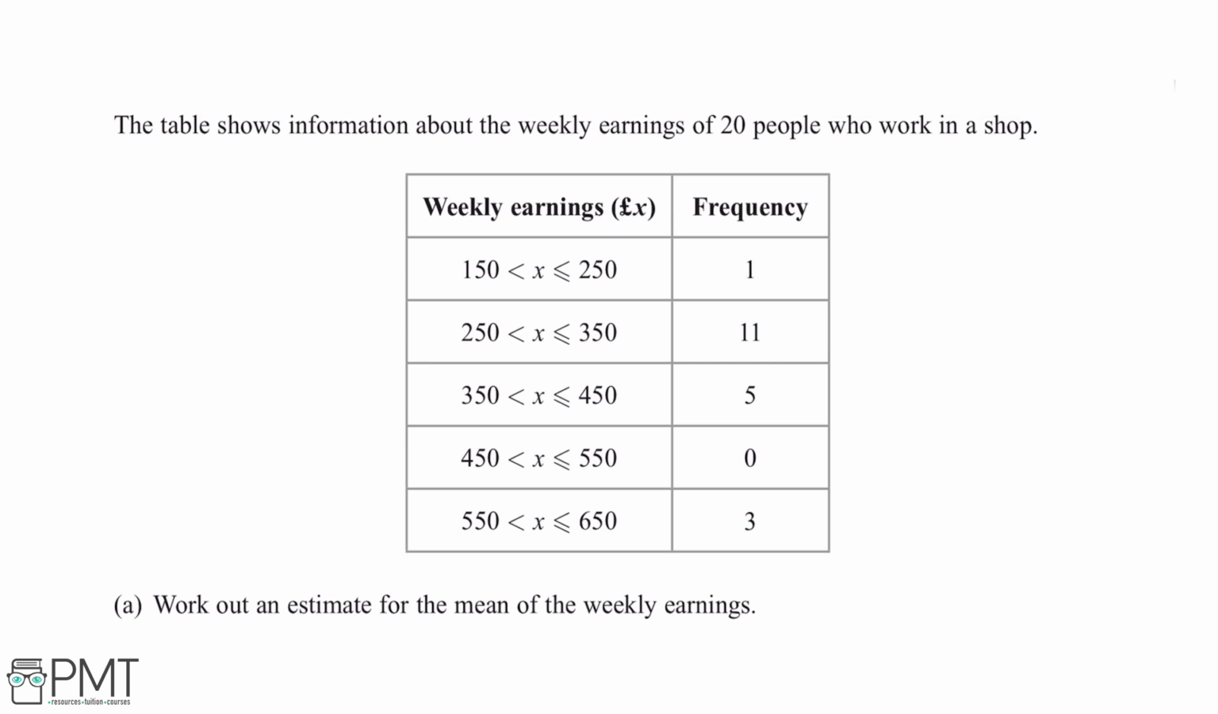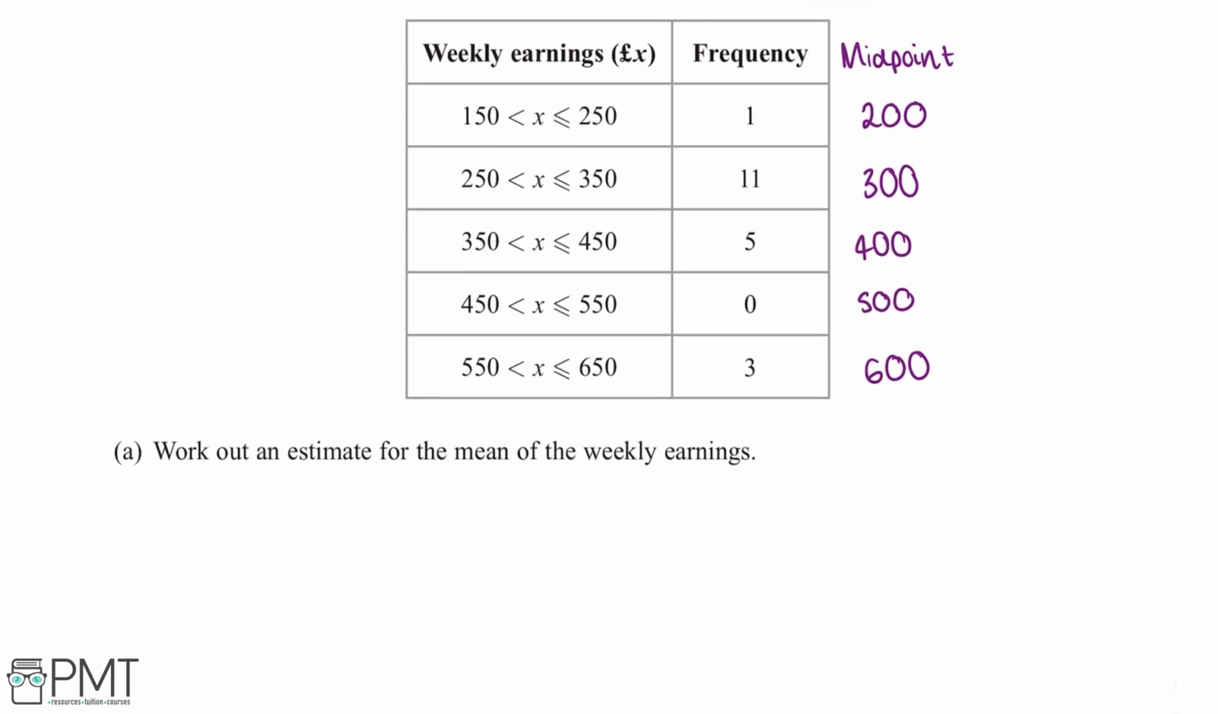So what we can do is we can add an extra column to this table here. And we can write the midpoint in this column. So the midpoint of 150 and 250 is 200. And we'll carry this on for the rest of the table. So now what we need to do is we need to work out a mean for this information.